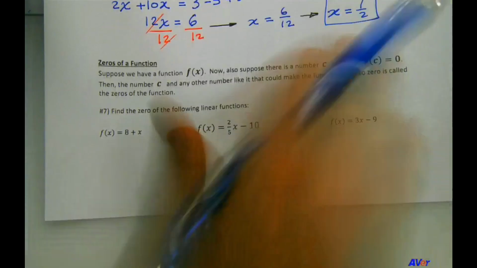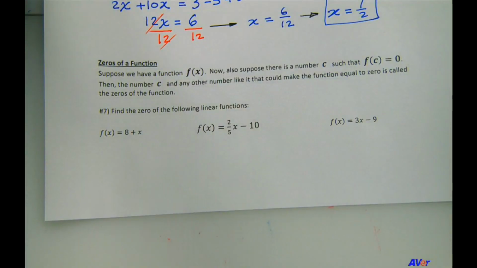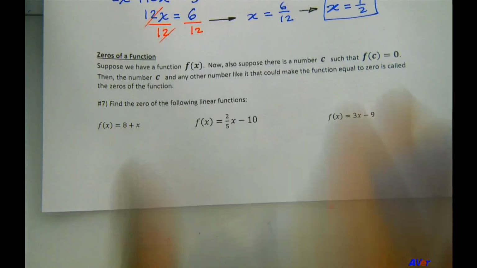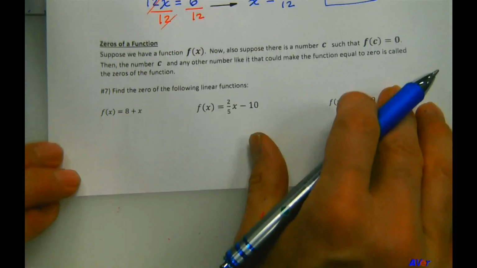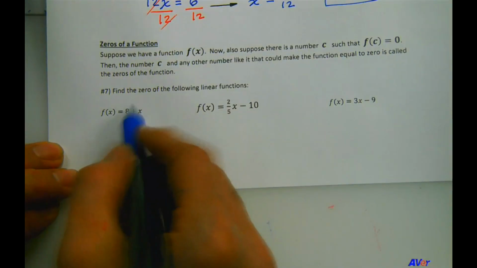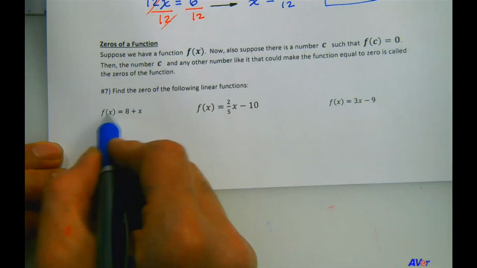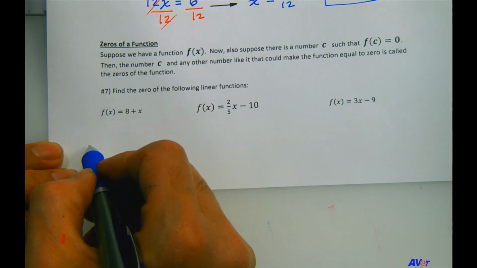So, for these examples, it says, find the zeros of the following linear functions. Okay, please pause the video. Answer this question, then come back to the video. I'm assuming you've done that. So the zero of a function would have to be an x that would make this f of x equals 0.